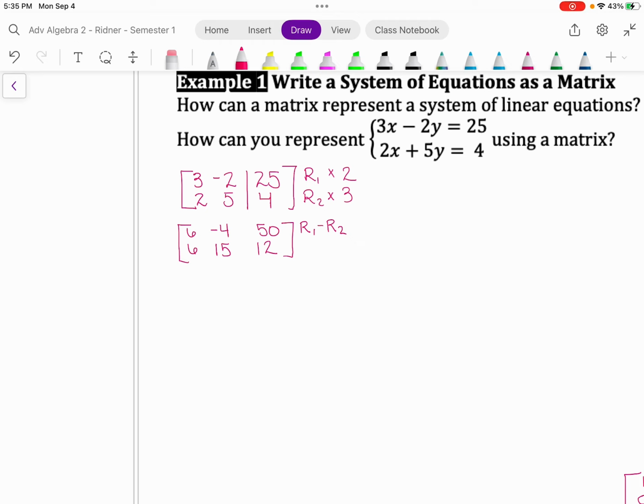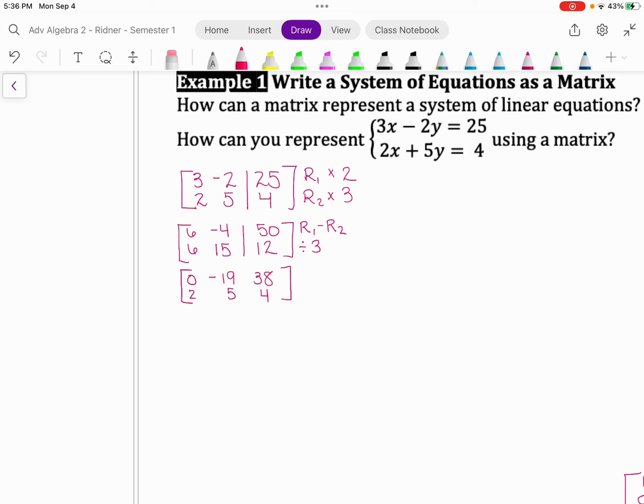Again, if this is a little confusing, it's okay. Don't panic on me. I'm just showing you what your calculator is doing for you so that you can be more thankful for your calculator. Okay, so row 1 minus row 2 here gives me 0. -4 minus 15 gives me -19. And 50 minus 12 gives me 38. And then in row 2, I'm going to go back and divide all of that by 3. I know I multiplied it, but now I'm going to divide it back down to simplify it a little bit so that I have 2, 5, and 4.